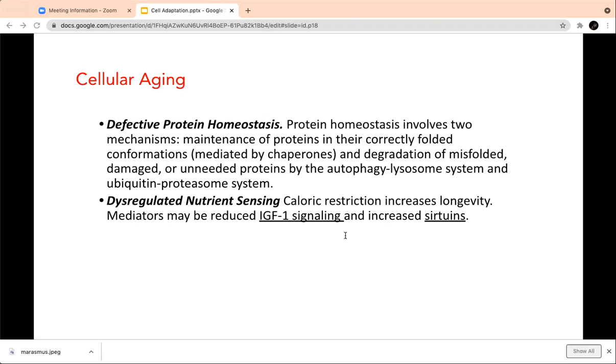Aside sa bihon, di ba sabi long life? All right? It's sirtuins, okay? That will proven daw to prolong life, no? Okay? Aside from that, pag na-increase yung sirtuins mo, reduce din na IGF-1 signaling natin.